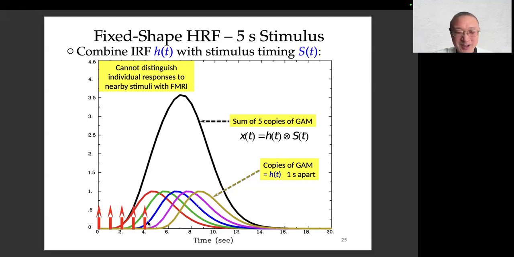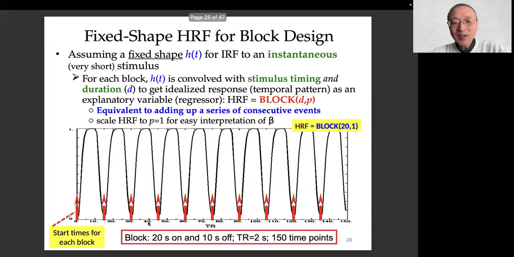It probably doesn't matter much, because whether we treat it as 5 separate events or a block design, since they are so jammed together, practically it doesn't make much difference. But of course, if it's really an event-related design, we don't design it like this. We would randomize their inter-trial intervals.